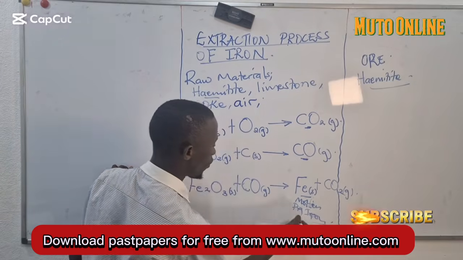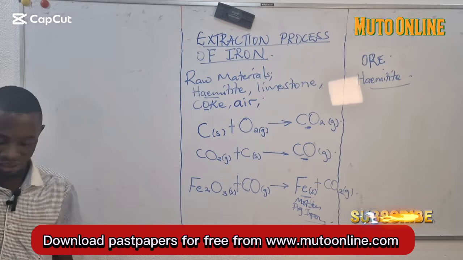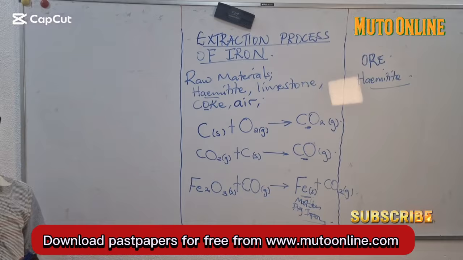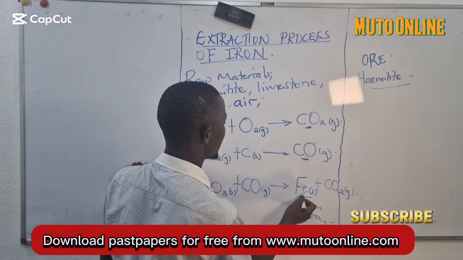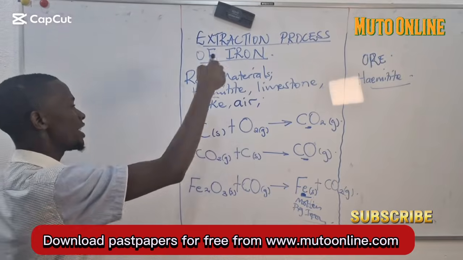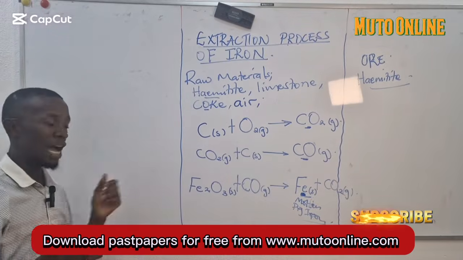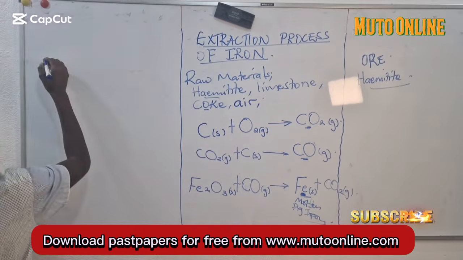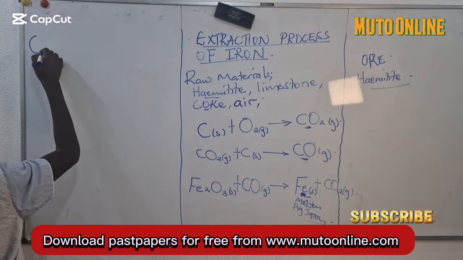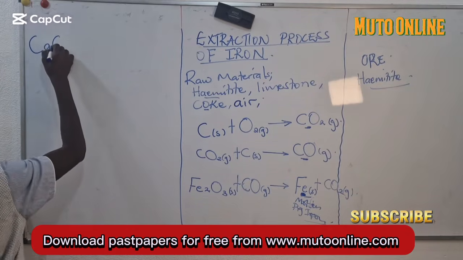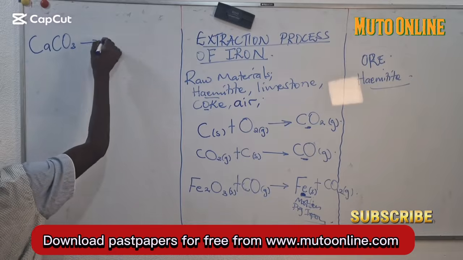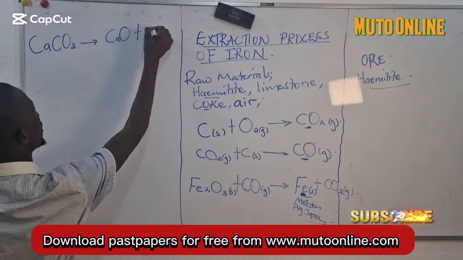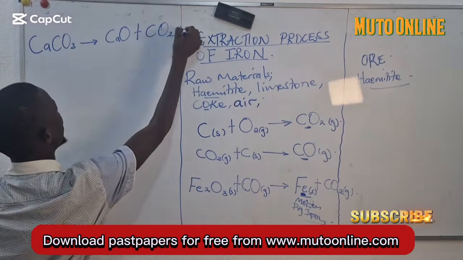Pig iron still consists of the impurity, which is the silicon dioxide. So the formed iron is in molten state, but it still contains the silicon dioxide because we haven't eliminated it. So the limestone will be heated at this stage to form calcium oxide and carbon dioxide gas.